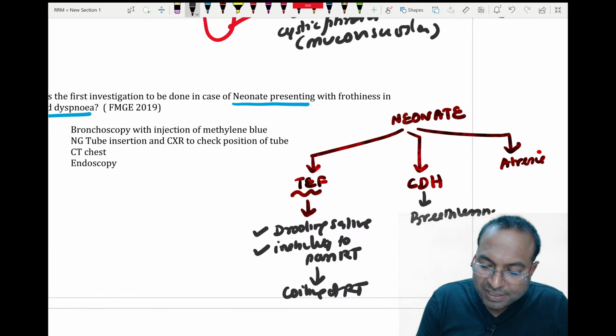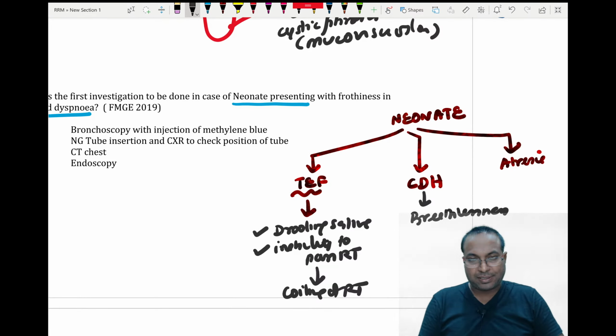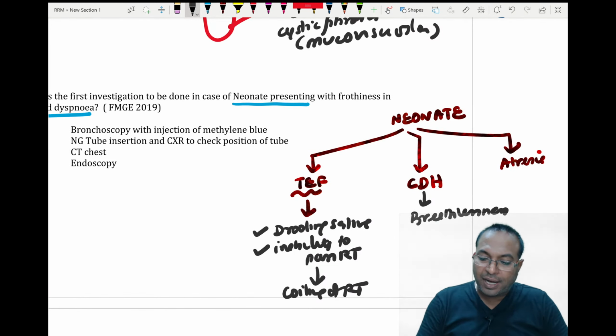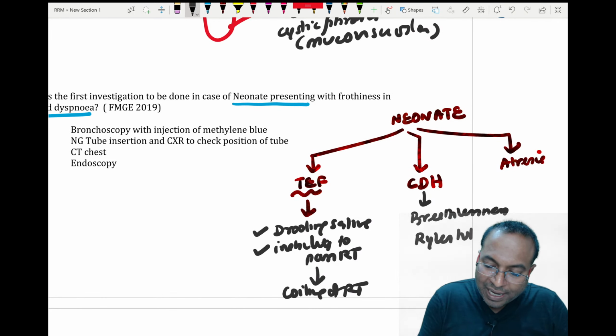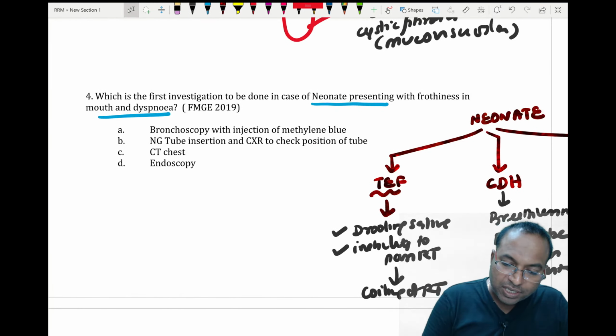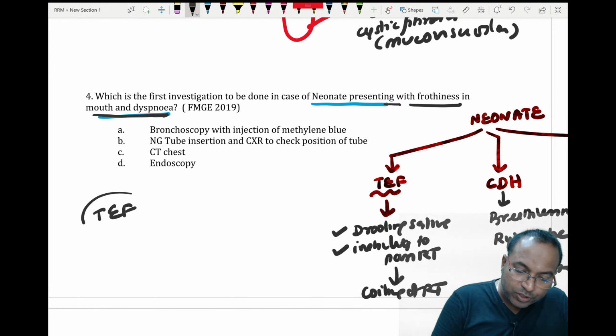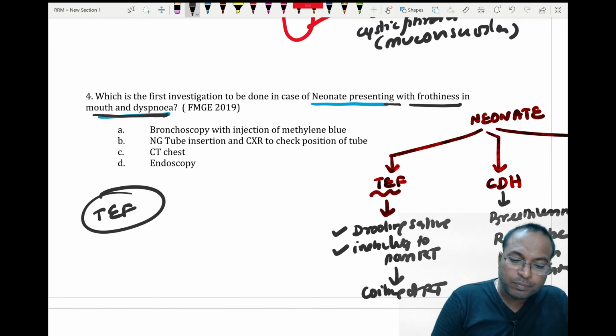In congenital diaphragmatic hernia, the baby is having breathlessness, and when I put bag and mask ventilation, the baby becomes more breathless. Therefore bag and mask ventilation is contraindicated, and when I put a Ryle's tube it enters the chest because the stomach is in the chest. With atresia, as I told you, bilious vomiting will be present. So the question here is, what is the first investigation in a neonate presenting with frothiness in the mouth and dyspnea? This can be a case of tracheoesophageal fistula. So I can go for a nasogastric tube insertion and a chest X-ray to locate the position of the tube.